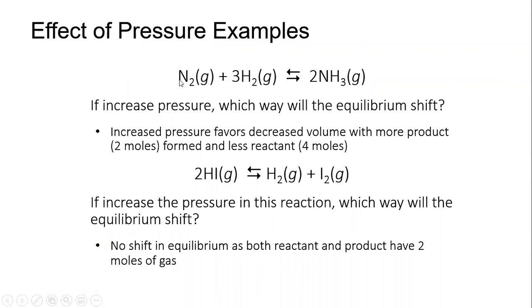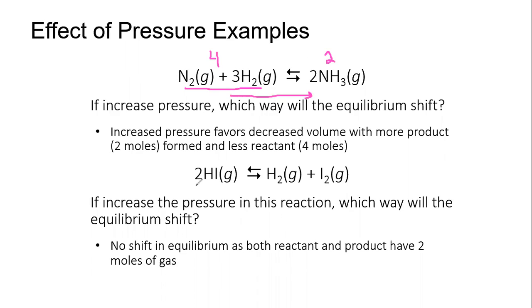So here, for example, we have this reaction: N2 plus 3H2 gives us 2NH3. If we increase the pressure, which way will equilibrium shift? Again, the reactants have 4 moles of gas. The products have 2. So if we increase the pressure, it's going to shift to the right.